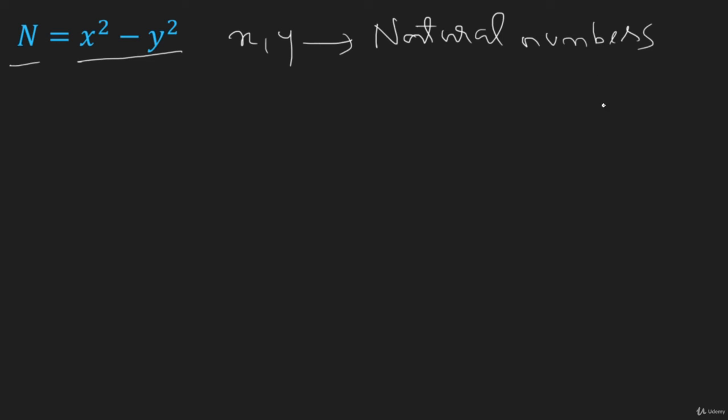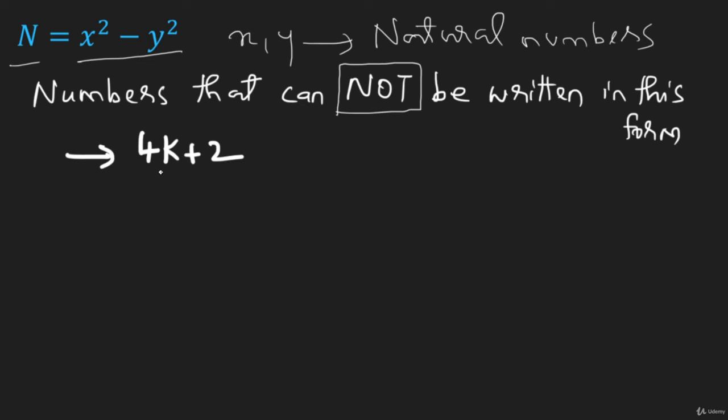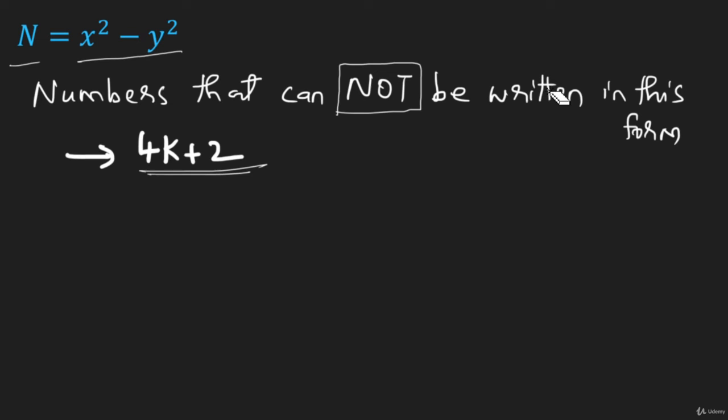Now, let's learn in this video which are the numbers that cannot be written in this form. Which are the numbers that cannot be written as x square minus y square. Now, the numbers which are in the form 4k plus 2, right? These type of numbers cannot be written as x square minus y square. And let's see why is that.